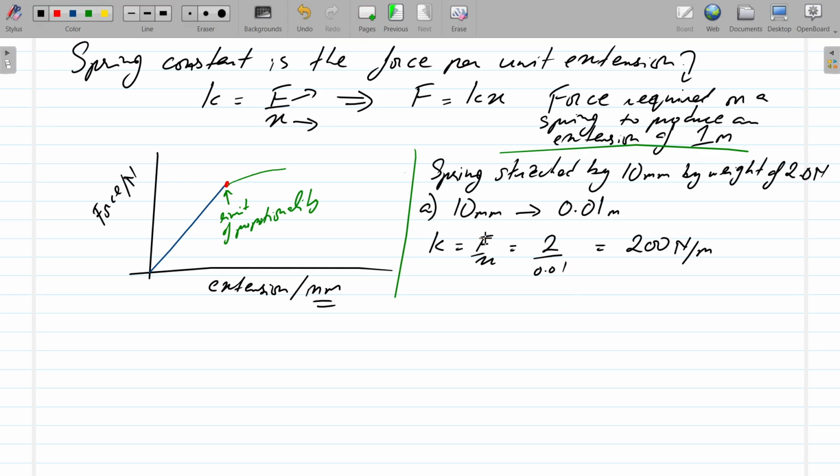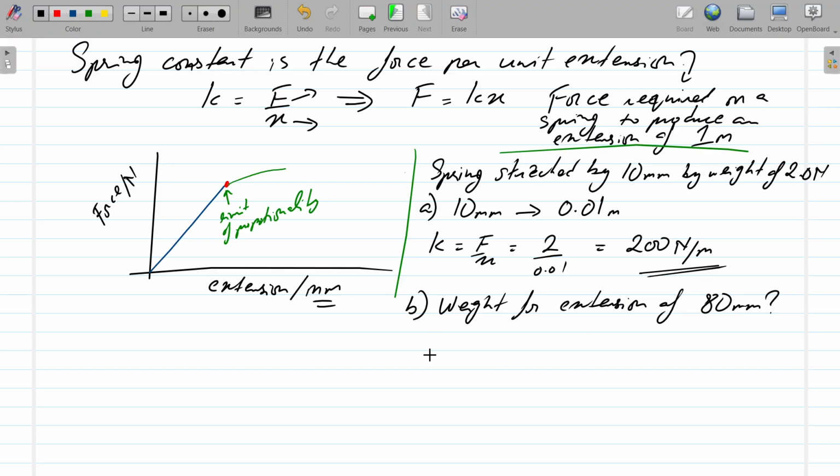How did we get that unit? You got newton over meter. Simple. The extension is in meters, the force in newtons, so newton per meter. Then the second part of the question is, what is the weight of an object that will cause an extension of 80 millimeters? And so now we have the spring constant, so that's where it comes into play.